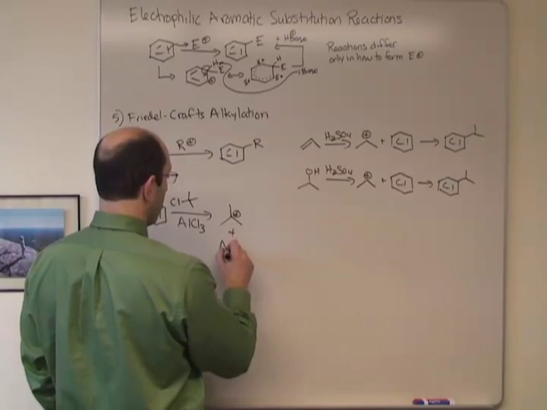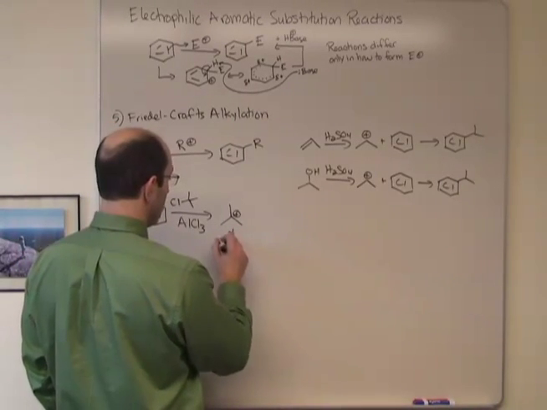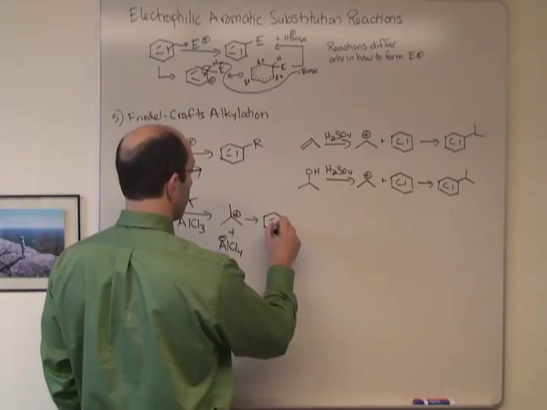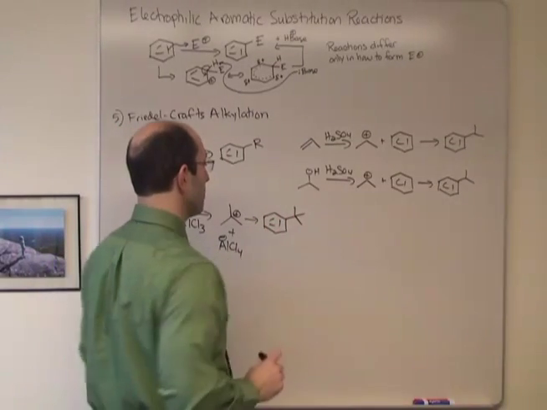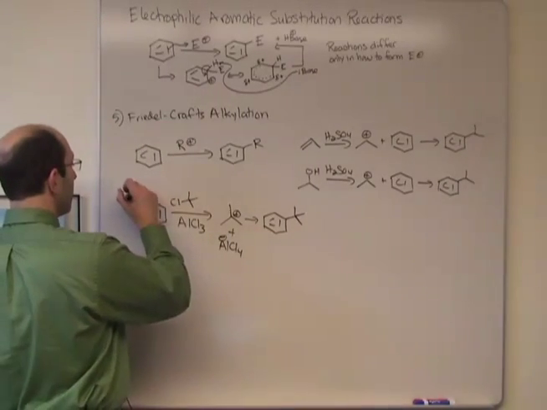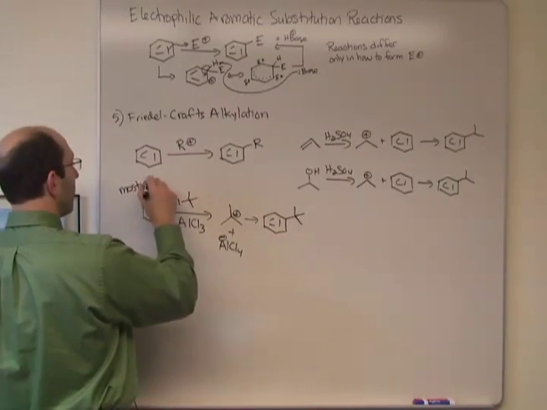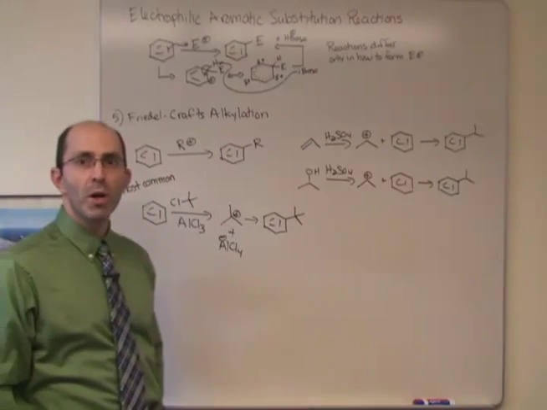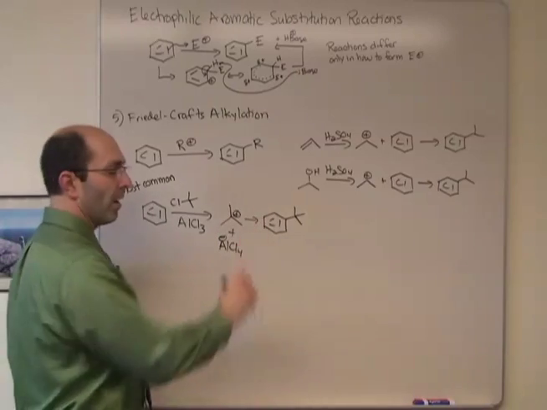Just like we did in the Friedel-Crafts acylation, AlCl4 minus, and then that would react with benzene to give us the compound we want. And this is definitely the most common method. An alkyl chloride plus aluminum trichloride, generate the carbocation and go there.